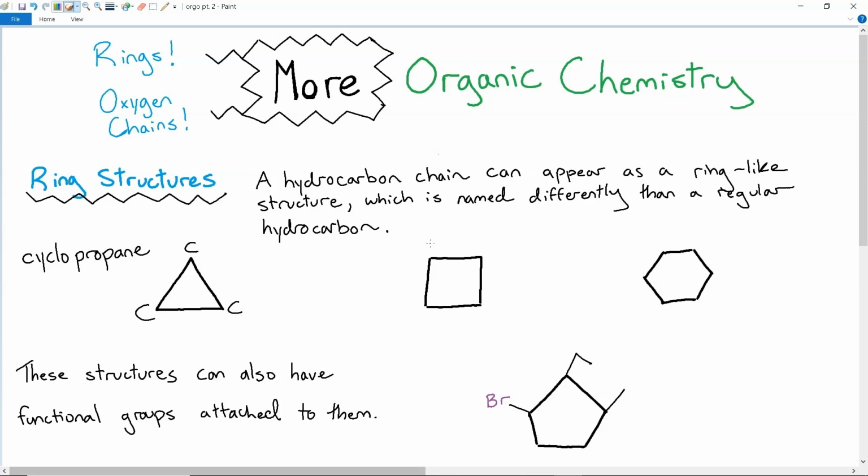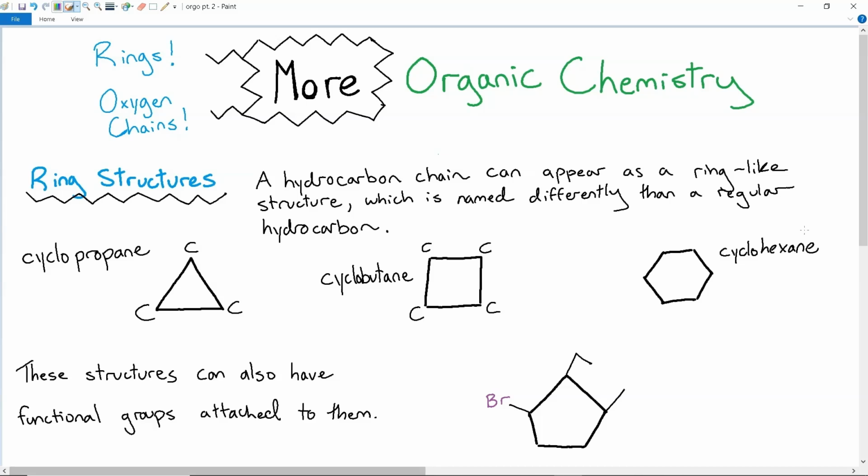Let's take a look at the square. We've got 1, 2, 3, 4 carbons. Normally this would be butane. All we've got to do is add cyclo. So we've got cyclobutane. And finally, with a hexagon, we have 6 carbons. So this would be cyclohexane.